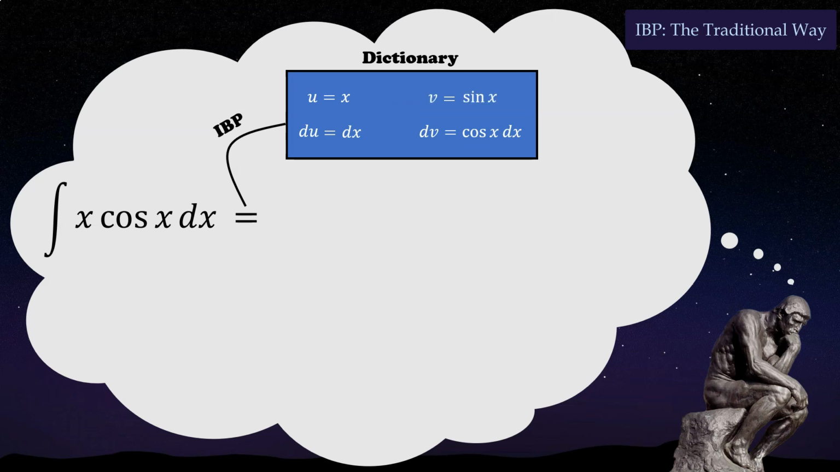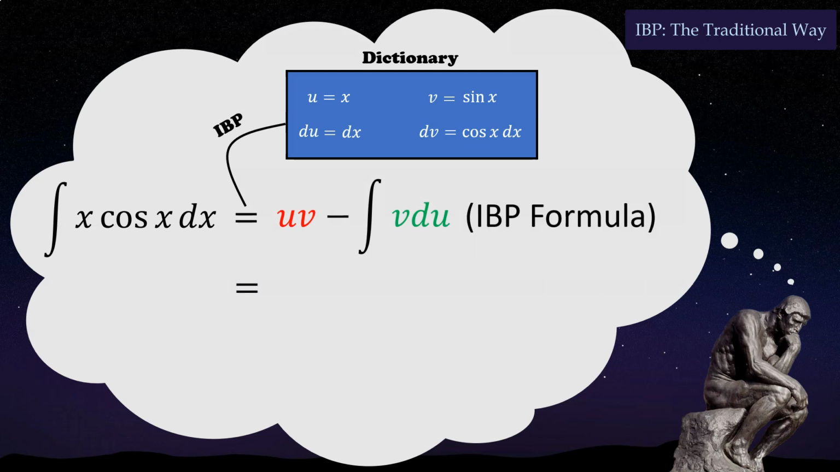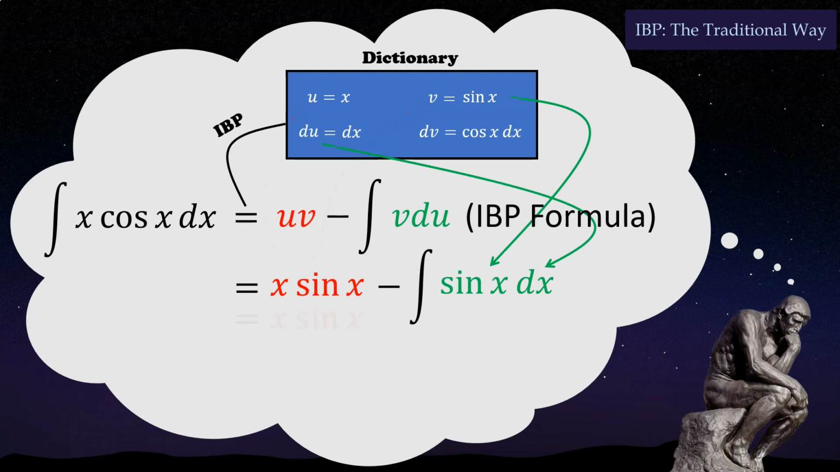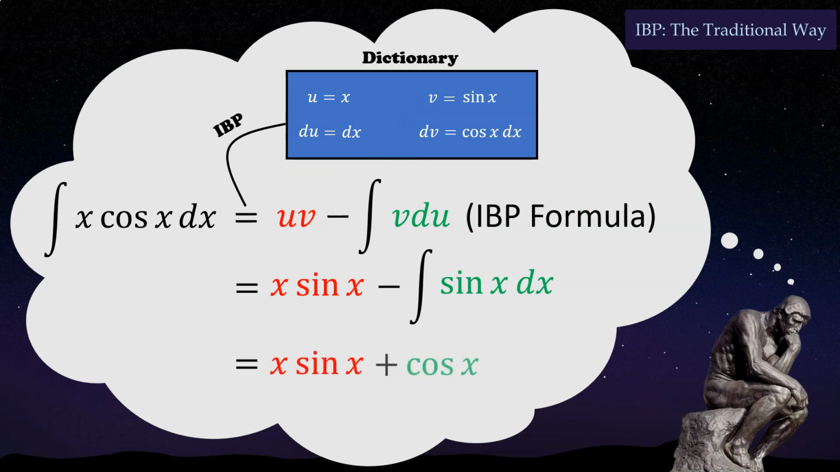With it in hand, we can now apply the integration by parts formula, which is something you memorize. The first term, uv, can be obtained from our dictionary, so we write that down. The second term also comes from our dictionary. Now we just bring down the first term, do the integral in the second, put a cherry on top, and we are done. That's the traditional way of doing integration by parts, and you can see why it can drive students a little crazy.